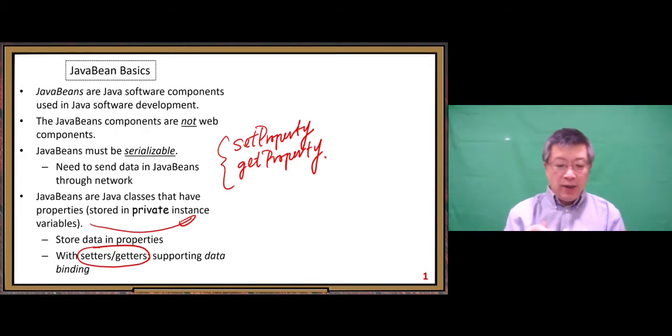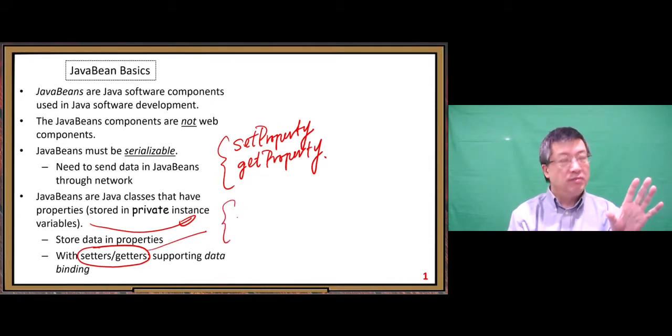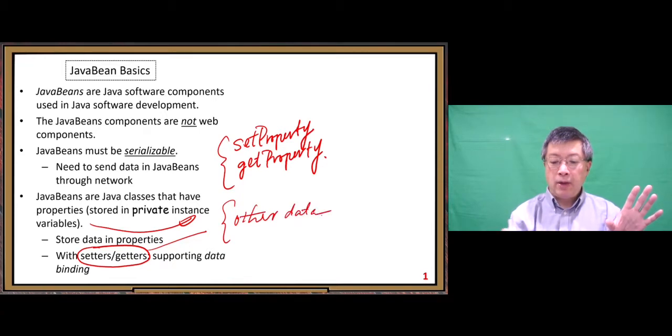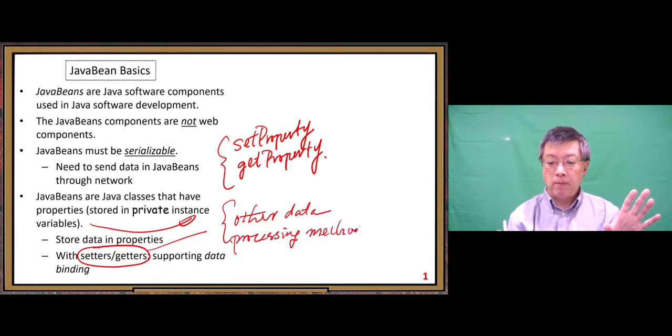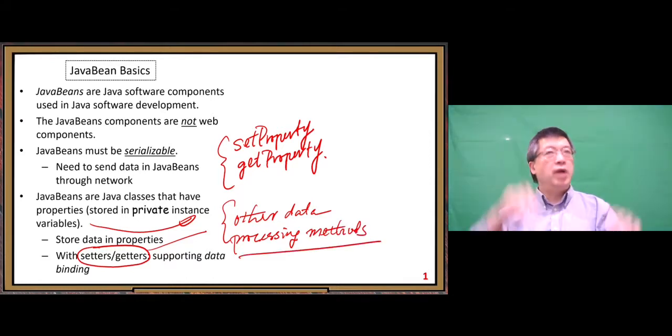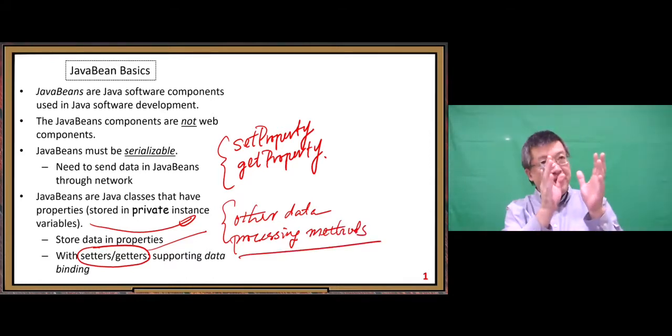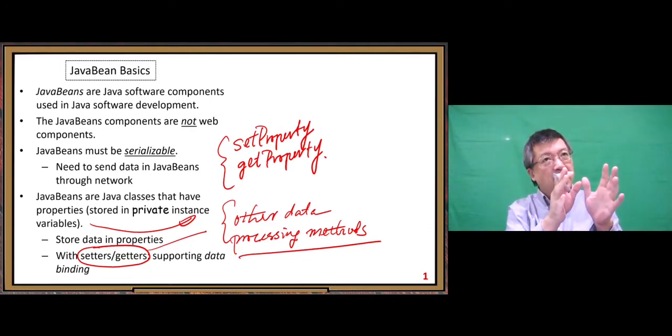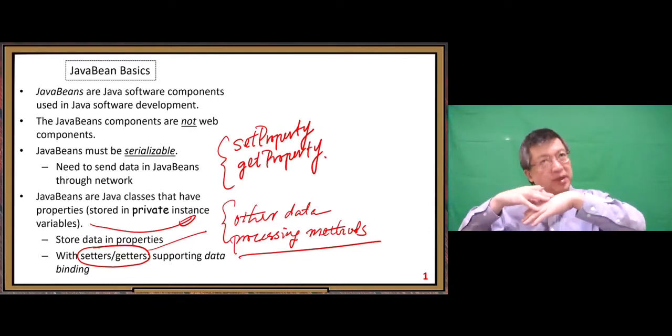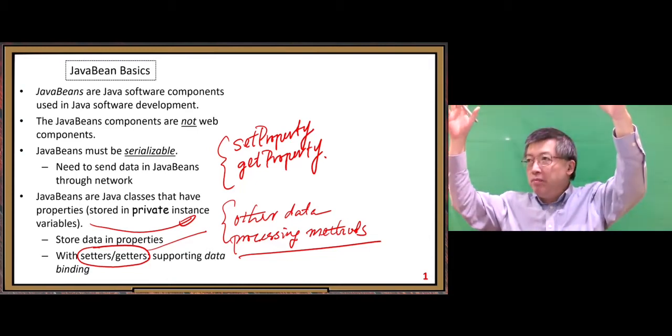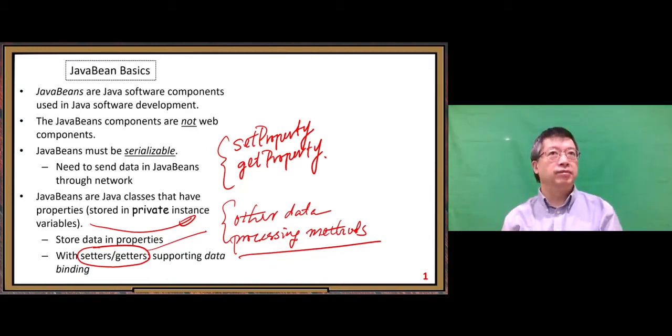But other than setters and getters, your JavaBeans can still have other data processing methods. No problem. Some of the methods are setters and getters. Other methods you can use to do other business.